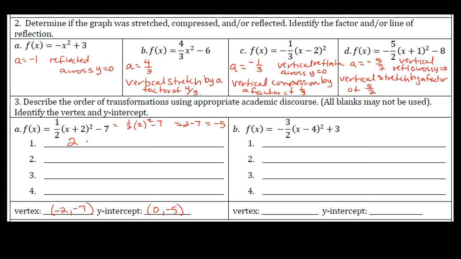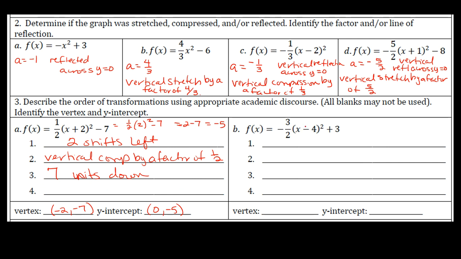Okay, first of all, we're going to talk about the horizontal. So 2 shifts left. Then we're going to talk about the possible dilation. So we have a vertical compression by a factor of 1/2. It was not negative, so it didn't reflect. And now lastly, we're going to go 7 units down. And that's it. So we didn't need number 4.